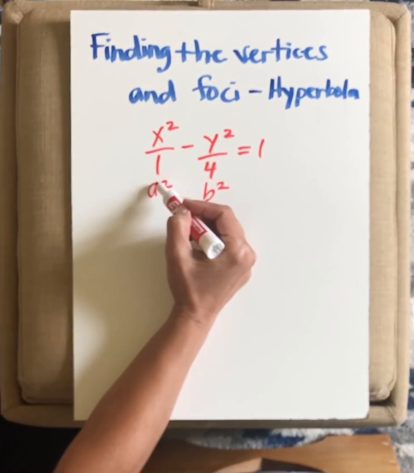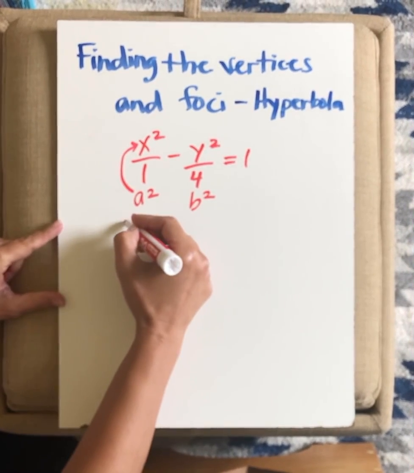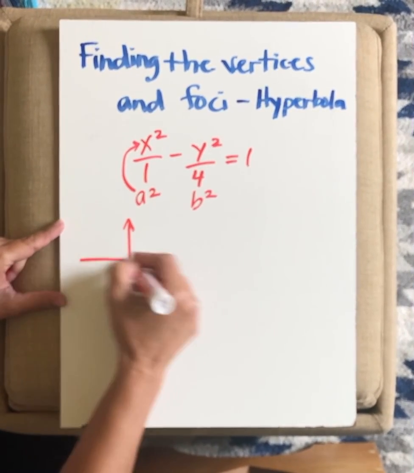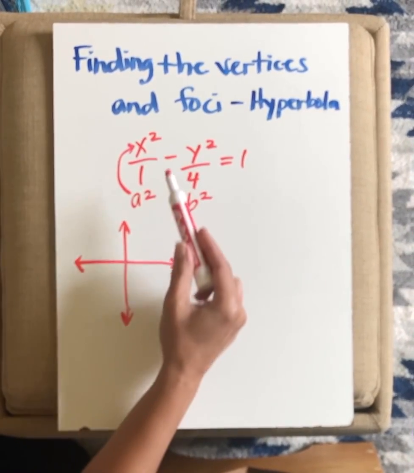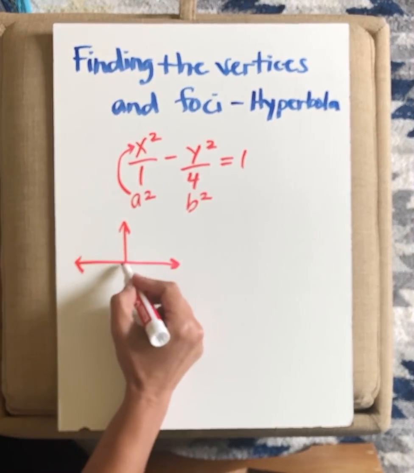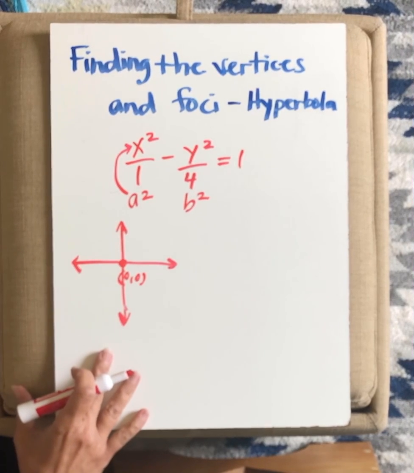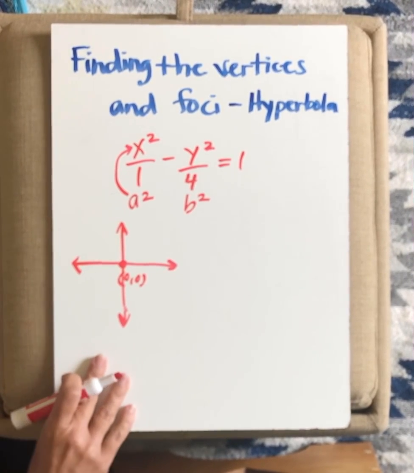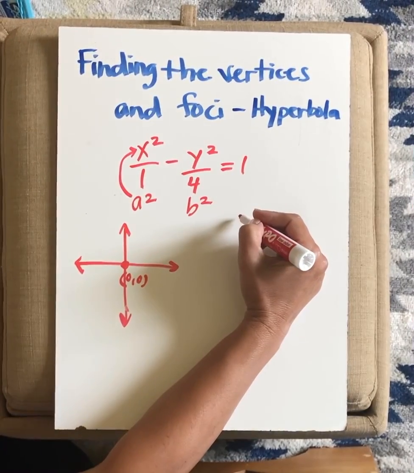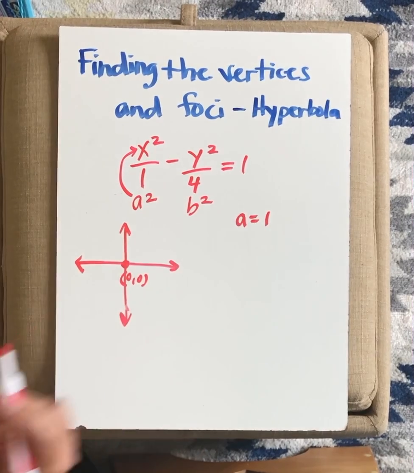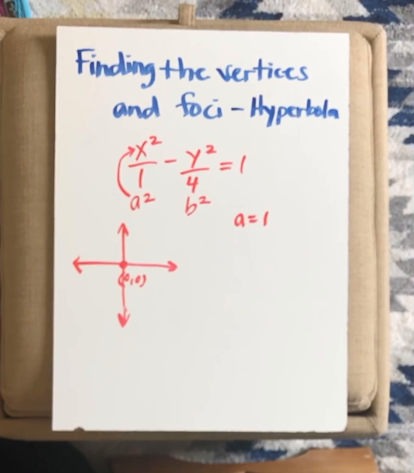So since a squared is under the x, then we know that we are going to have a hyperbola that is going to open to the right and to the left. So this one will have a center at 0, 0 because it's just x squared and y squared. So the center is going to be here at 0, 0. And a is going to be the distance to the vertices. So here a squared is 1, so a also equals 1. So the distance from the center to the vertices will be 1.